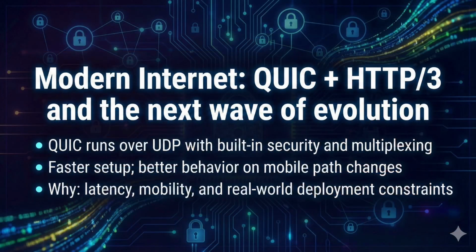To close, let's look at what evolution means today. The Internet has tons of middle boxes, NATs, firewalls, load balancers, that sometimes assume old behaviors and accidentally block new ones. That can make it hard to deploy new transport ideas directly on top of TCP.